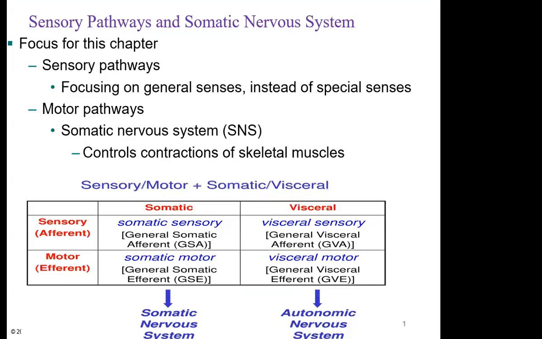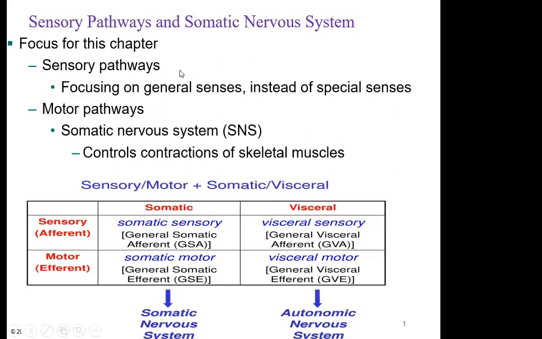All right, so today we are going to get started on chapter 15. For chapter 15, what we're going to be learning about are the actual pathways that are going to help us with picking up our sensory information. Later on, we will go into the motor pathways. So we're going to divide it up into sensory and motor.